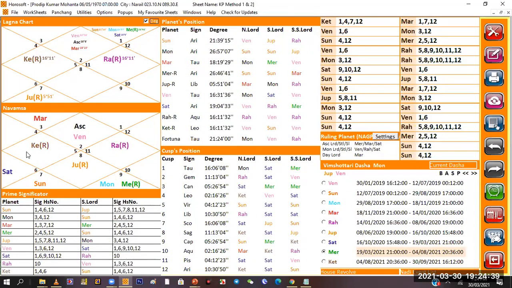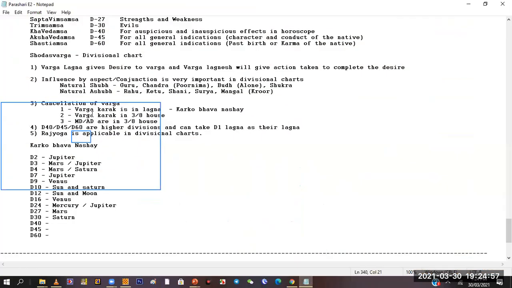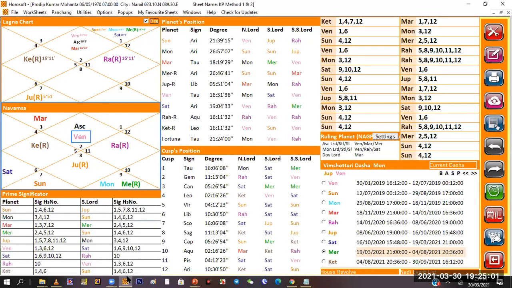Here, Navamsha is seen for marriage and relationship. Okay, that we all know. This is the Shodashvarga. This is called D9 or Navamsha. The Karaka of Varga, the first rule. Remember, Karako Bhavanasha. Varga Karaka is in Lagna. Venus is the Karaka of this Navamsha and is placed in the first house.